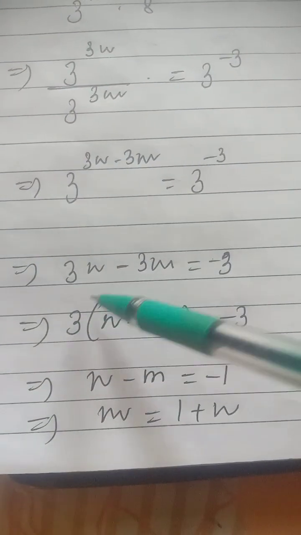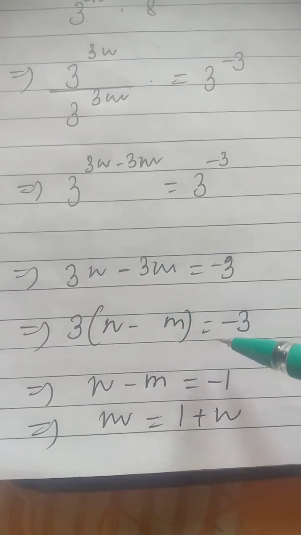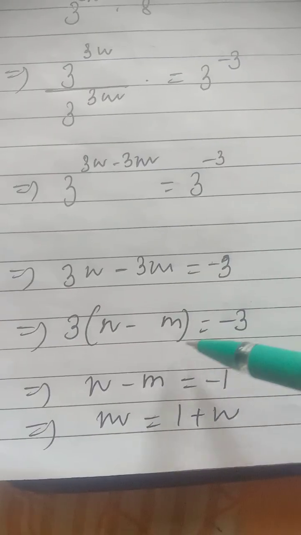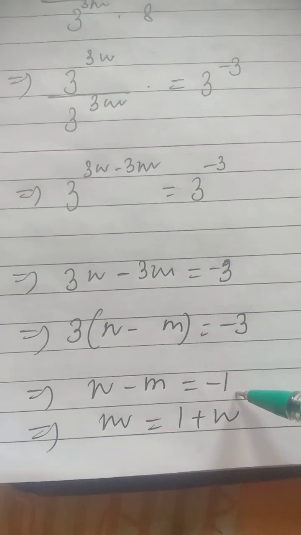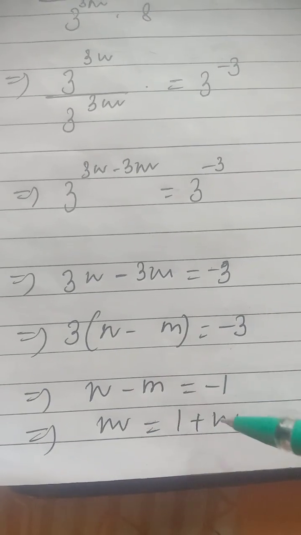Now this 3 and 3 will be cancelled from both the sides, or n minus m you can write equals to minus 3 by plus 3. So 3 and 3 will be cancelled. So here n minus m will be equals to minus 1. So now m will be equals to 1 plus n.